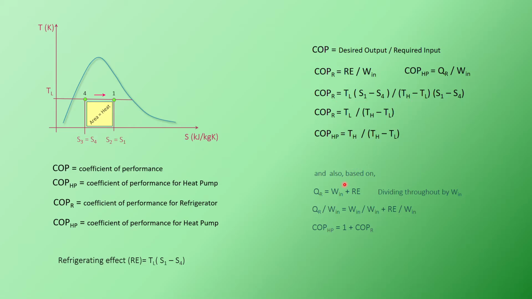Okay, so also based on this is the energy balance. Now, dividing the whole equation throughout by work in, you see here, QR over work in is actually the COP for HP. Work in over work in, you get 1. RE over work in is actually the COP for the refrigerator. So if, for example, you take the COP for HP minus the COP for R, you actually get 1. That is based on your reverse Carnot cycle.